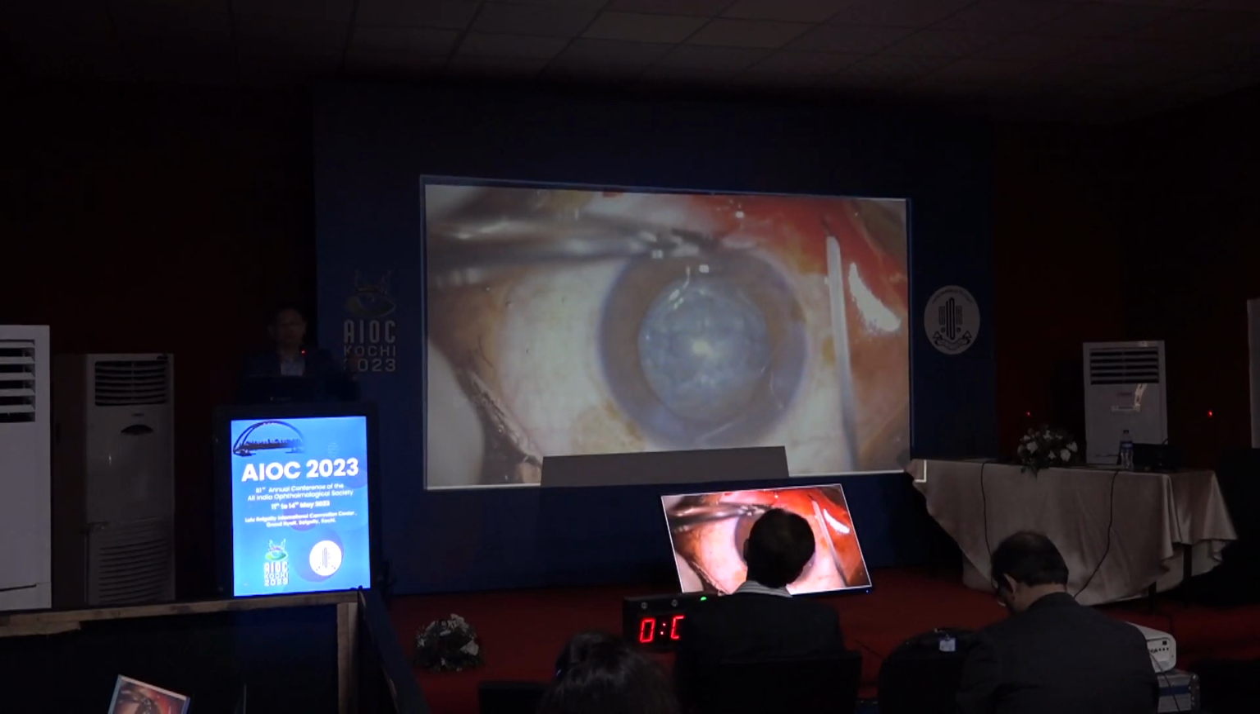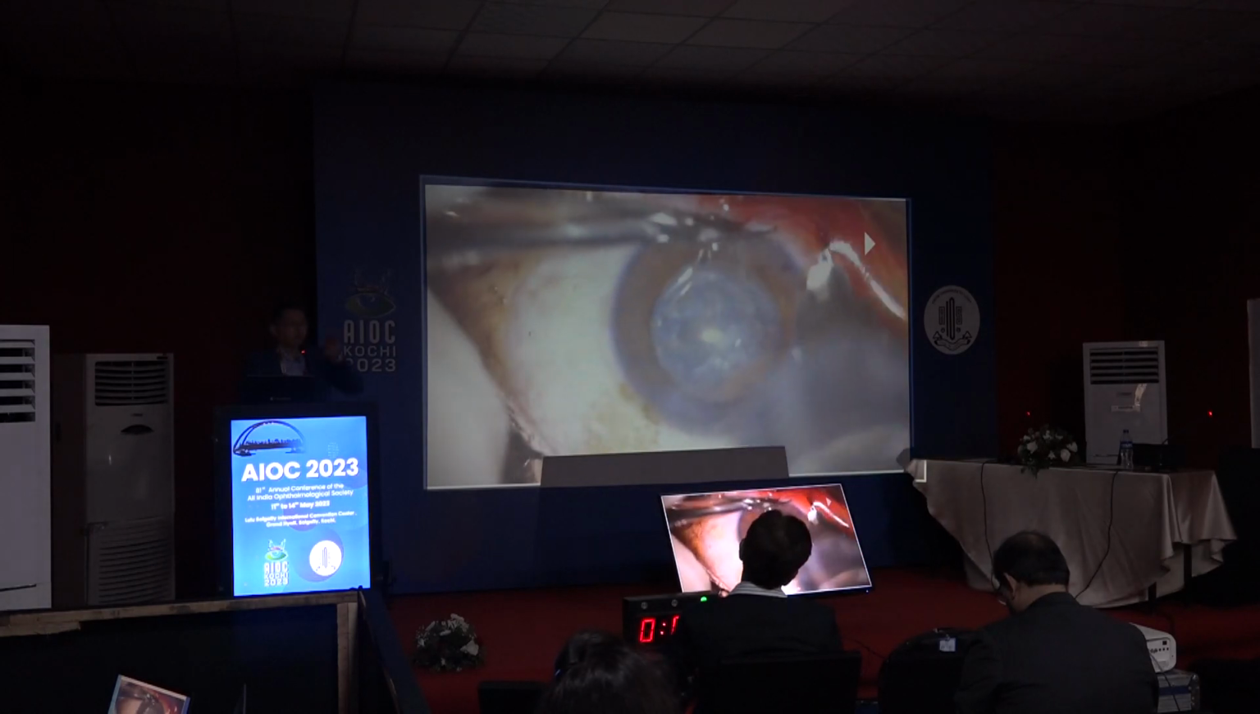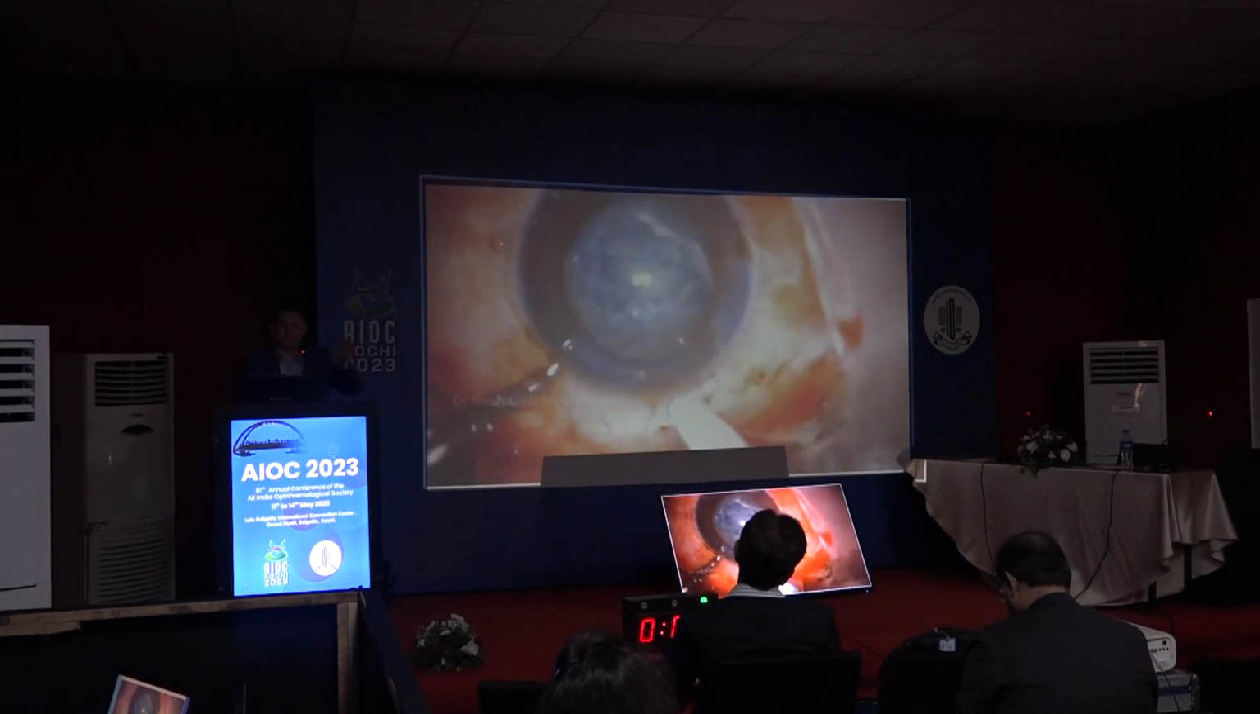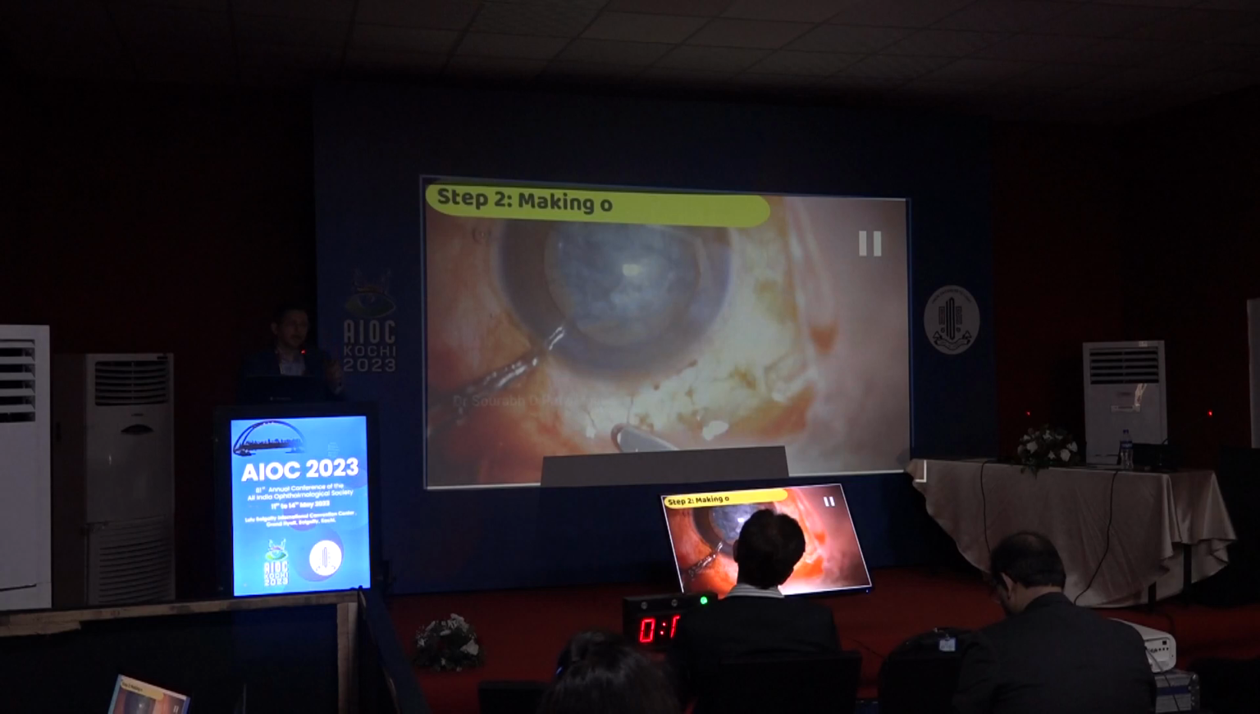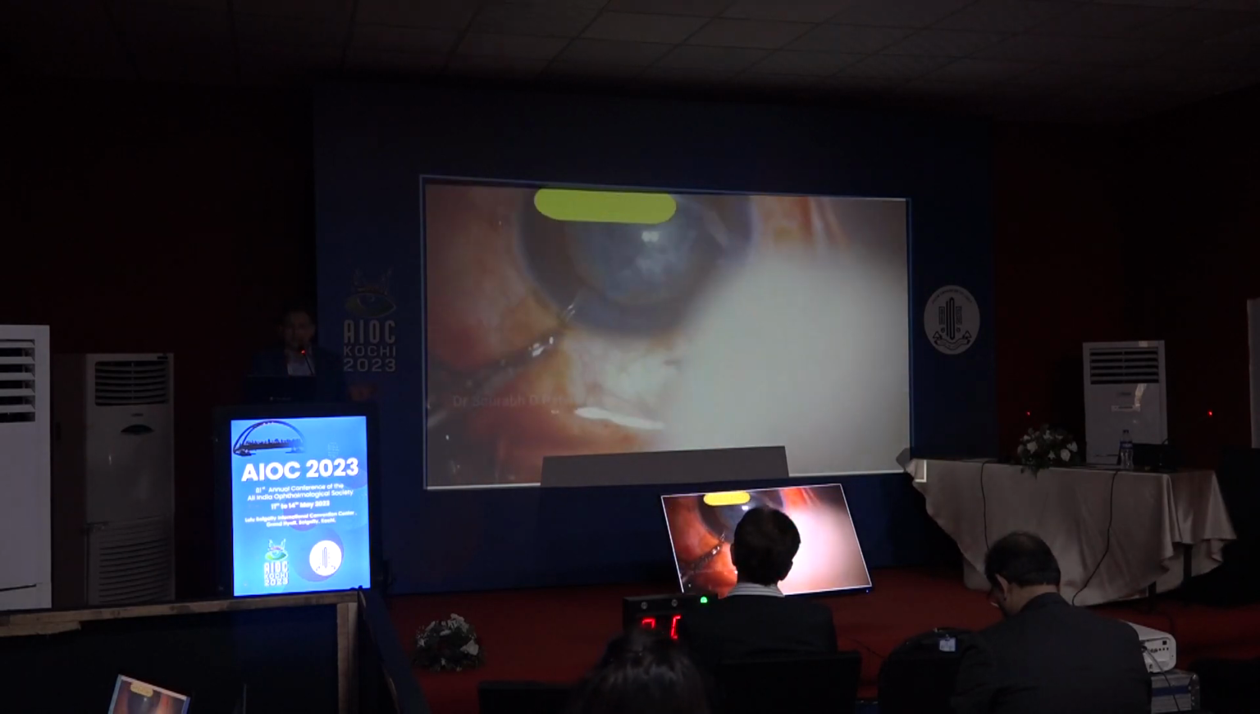You can use the visco cannula after removing the visco from that. Go behind and just give 1 to 1.5 cc of xylocaine. That's more than enough. Again, wait for a minute because it takes a little time for the xylocaine to act. Don't start hurriedly. Wait for a minute and then start making the scleral tunnel.